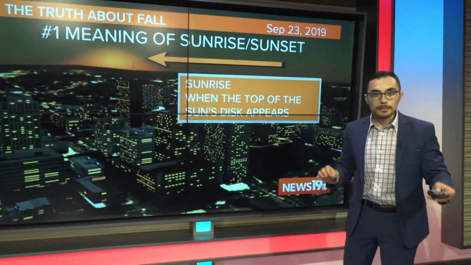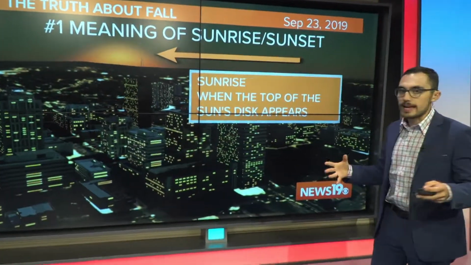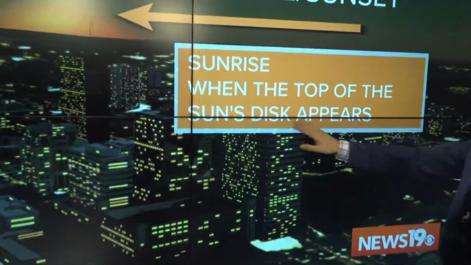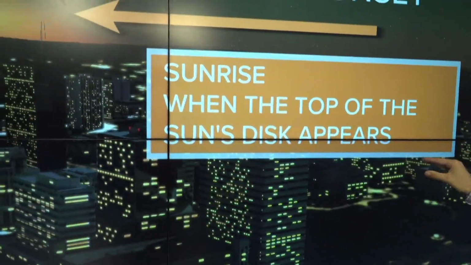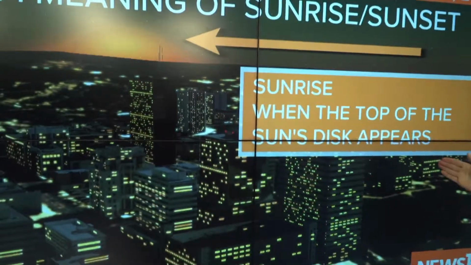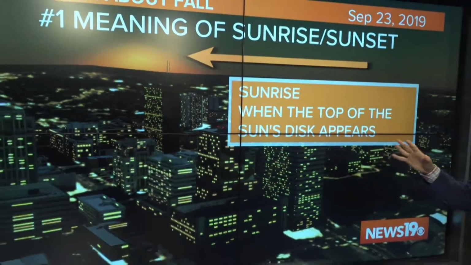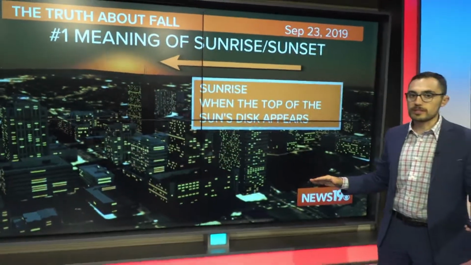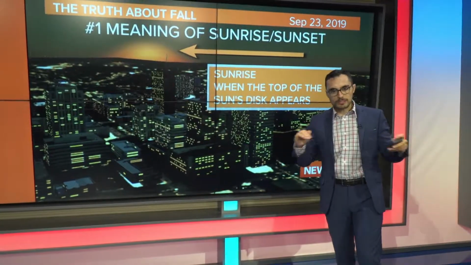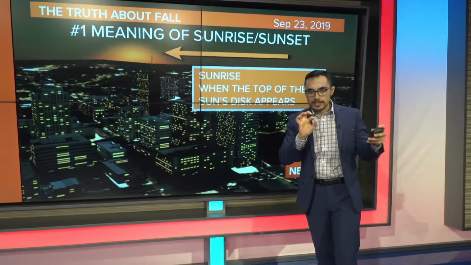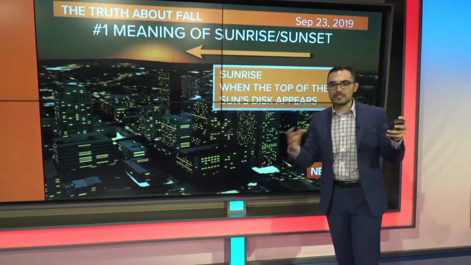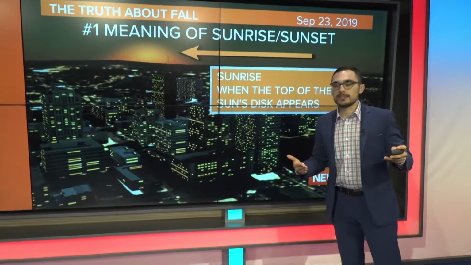So let's take a look at the meaning of a sunrise and sunset. Now, a sunrise or a sunset is actually when the top of the sun's disk appears either over the horizon if it's a sunrise, or appears to sink under the horizon for a sunset. So it's not the center of the sun that is the exact definition of a sunrise or sunset. So that gives you a little extra daylight length as well.